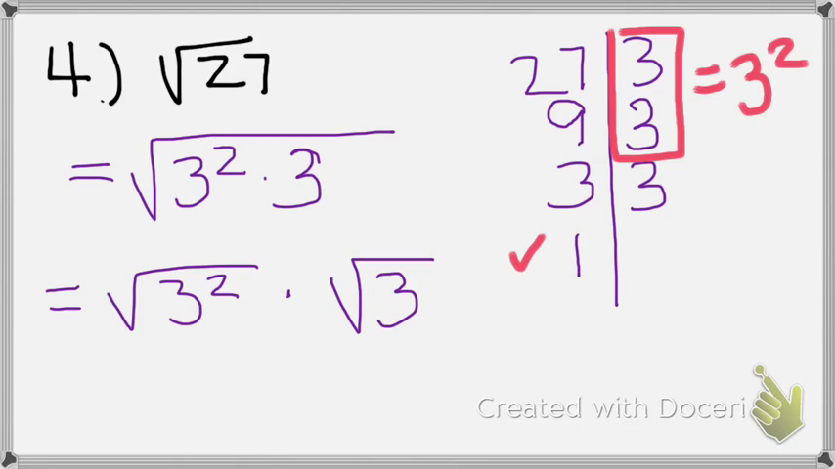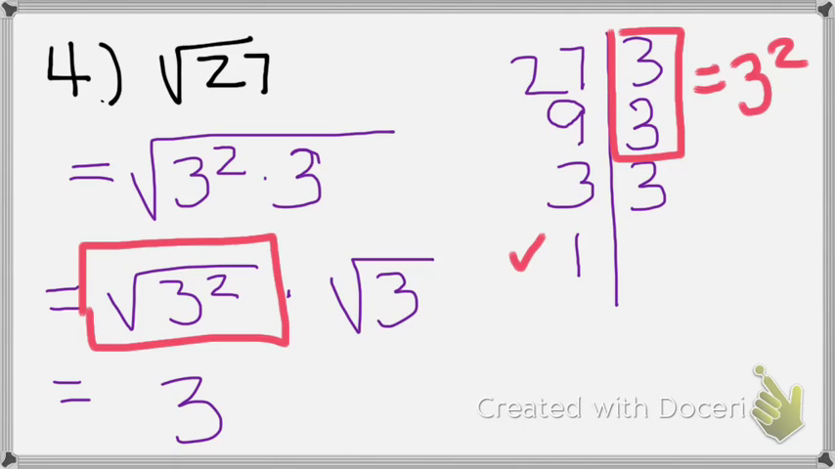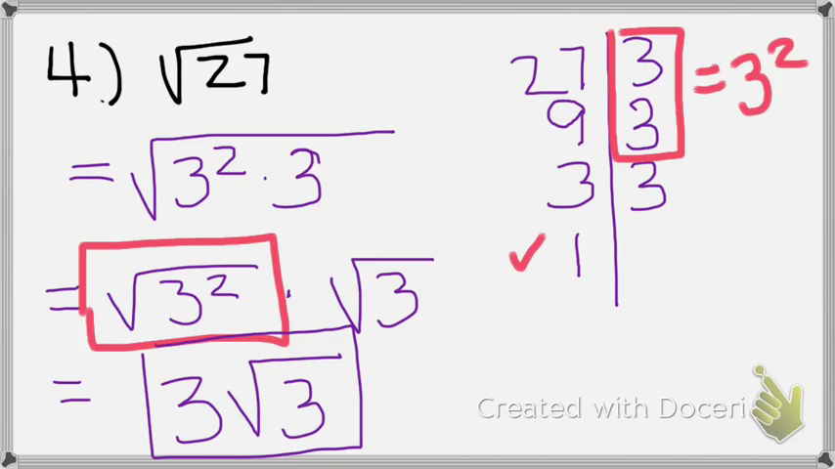Notice there's still a multiplication between them. Now we go to property number 1. Squares and square roots are inverses of each other. This right here becomes what? You have a number that you're squaring, and then you took the square root of it. It's 3. So that's the answer? Nope. Don't forget the square root of 3 that's still out here that you can't do anything with. Your answer is 3 square roots of 3.